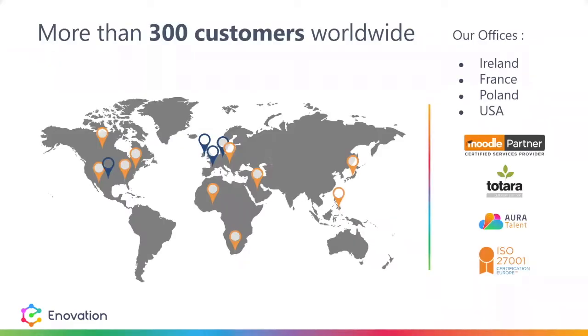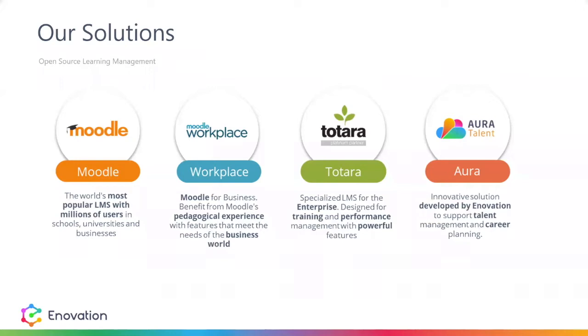Okay, so Enovation is a technology company, and head offices are in Dublin, and we also have offices in France, in Poland, and the US. We are a certified partner with Moodle, and we also are ISO 27001 certified, which is proof that security is very important to us. The platforms that we work with are open source, such as Moodle, Moodle Workplace, Totara Learn, and we also have our own developed platform, Aura Talent, that supports talent management and career progression.